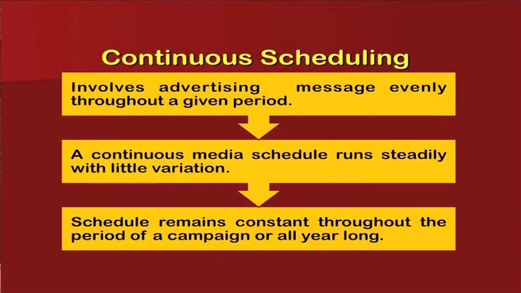Now, let us study continuous scheduling. It involves advertising messages evenly floated throughout a given period. A continuous media schedule runs steadily with little variation. The schedule remains constant throughout the period of a campaign or all year long. So, when you focus on continuous scheduling, it is constant throughout the year. This is possible only for the products which are demanded evenly, and this is possible for fast moving consumer products which are used on a daily basis.